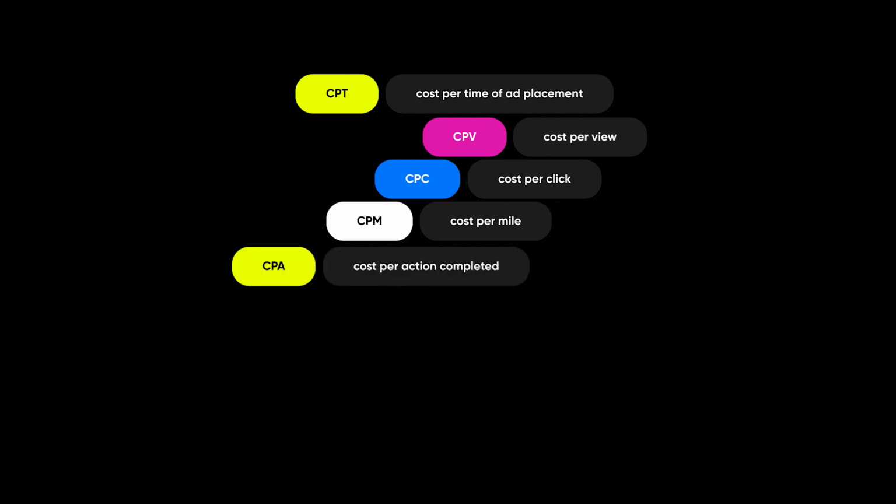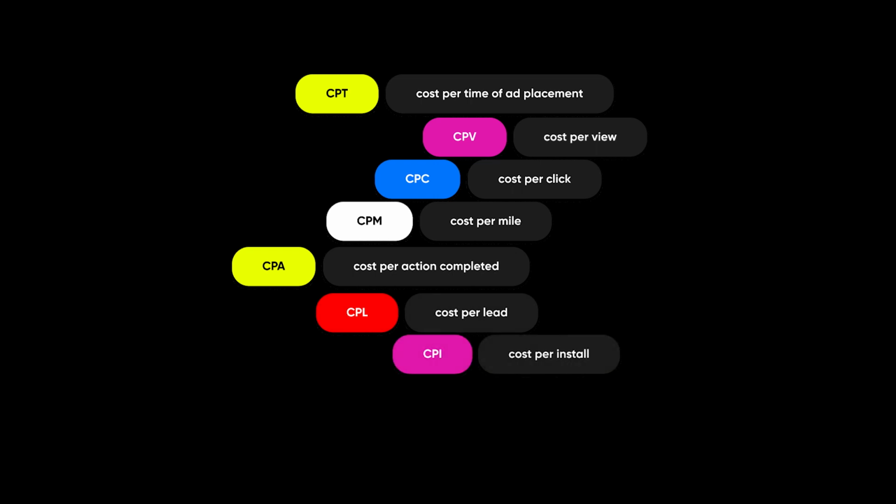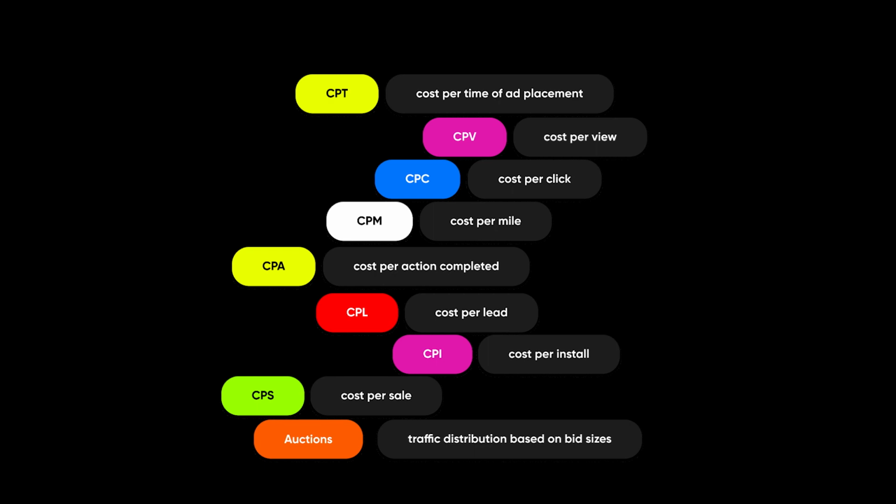CPA, this model implies payment for performed target action and includes such models as CPL, payment per lead, CPI, payment per installation, CPS, payment per sale. Auctions. These models involve the distribution of traffic to ads depending on the size of the bids set by publishers.